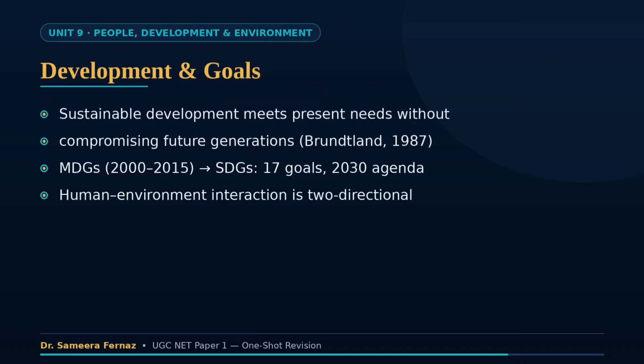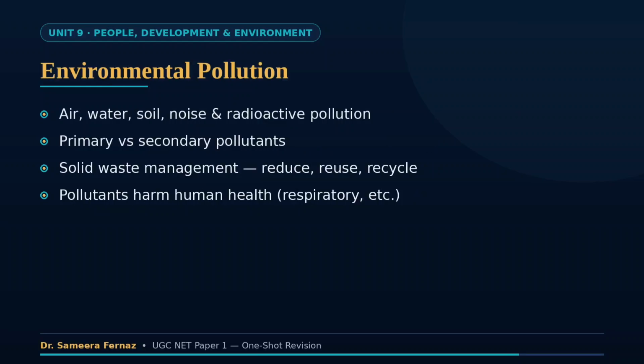Now we come to Unit 9, People, Development and Environment. So this is Unit 9, very scoring. So let's revise. Development and goals. Sustainable development means meeting today's needs without harming future generations. Remember the journey. The MDGs ran till 2015, and now we have the SDGs, 17 goals for 2030. And always remember, humans and the environment affect each other both ways.